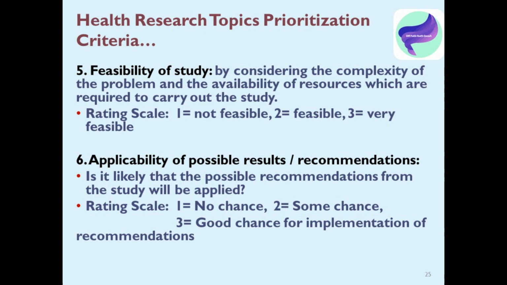The sixth criterion is applicability of possible results or recommendations. Is it likely that the possible recommendations from the study will be applied? By taking into account this criterion, a score of 1 can be given if there is no chance, 2 if there is some chance, 3 if there is a good chance for implementation of recommendations expected from the study.